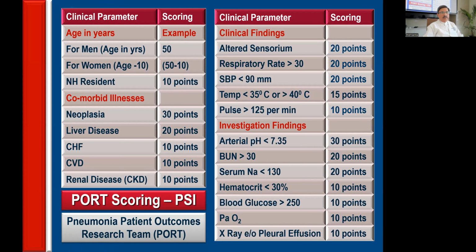PORT scoring has some components. One component is the age, the other is the comorbidities, and then you have the clinical findings, and of course you have the investigatory findings. Under the age, take the number as it is. If the patient is a woman, just reduce 10 from the age.